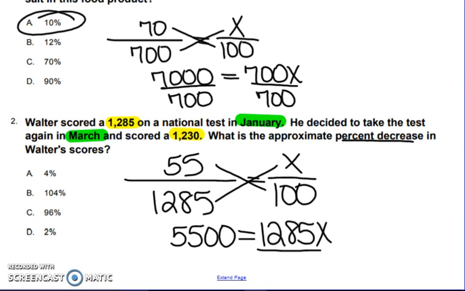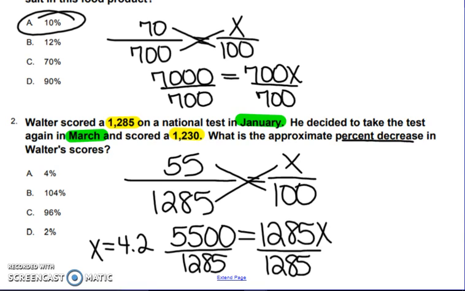I'm going to divide both sides by my coefficient, which is the number in front of the missing variable. And when I do that, I get something like 4.2 blah, blah, blah, but it does say approximate, all right, and approximate means you got to get as close as possible. Well, the closest number here possible to 4.2 is answer choice A, 4%.